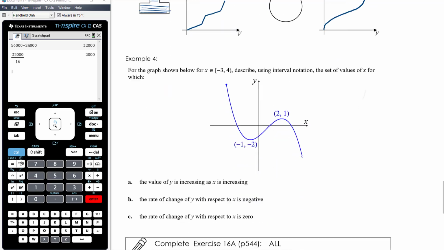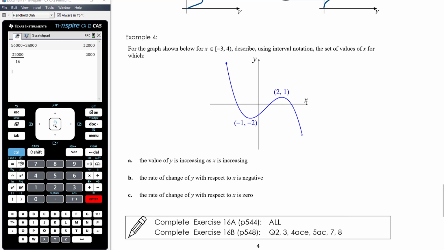Okay, finally one more example here. For the graph shown below for x between -3 and 4, inclusive of -3, not inclusive of 4, describe, using interval notation, the set of values of x for which the value of y is increasing as x is increasing. Okay, so this means if y increases as x increases, that's positive gradient. It's the definition of positive gradient.